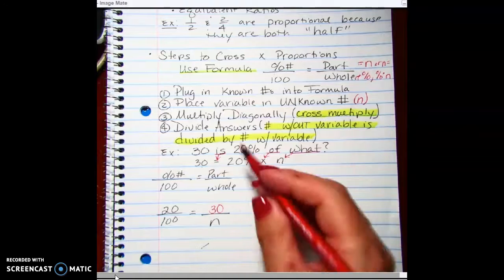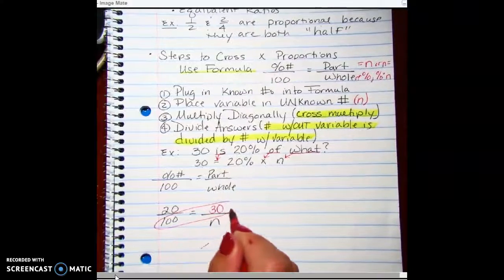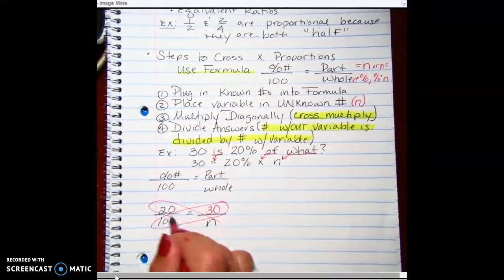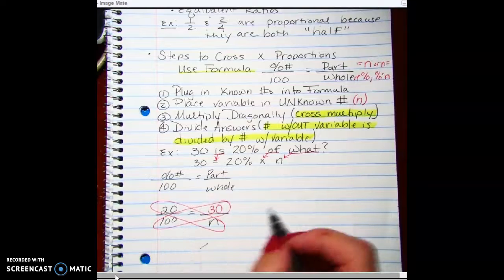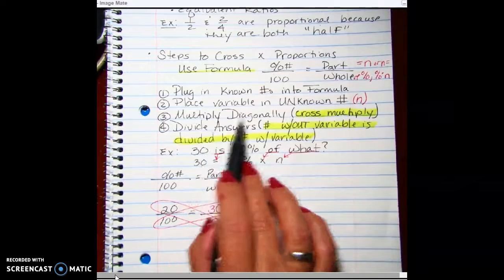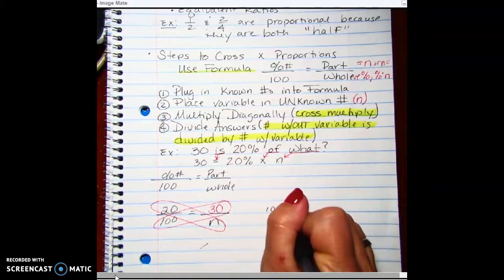Next, I cross multiply. I draw it so I see which ones I multiply. When I look at what it says, multiply diagonally, I'm going to take them and write them down here.